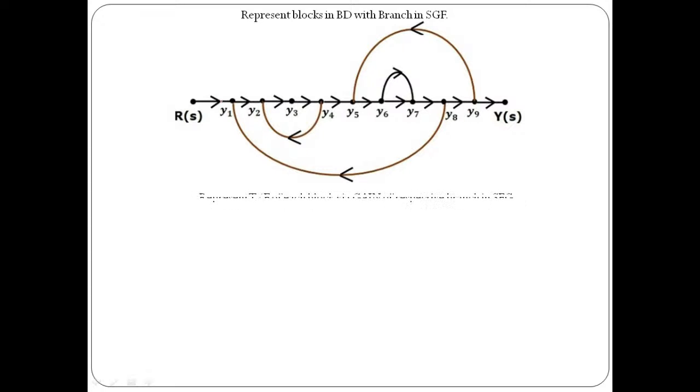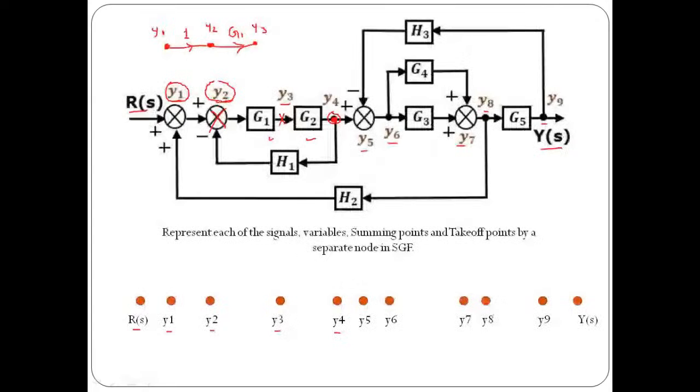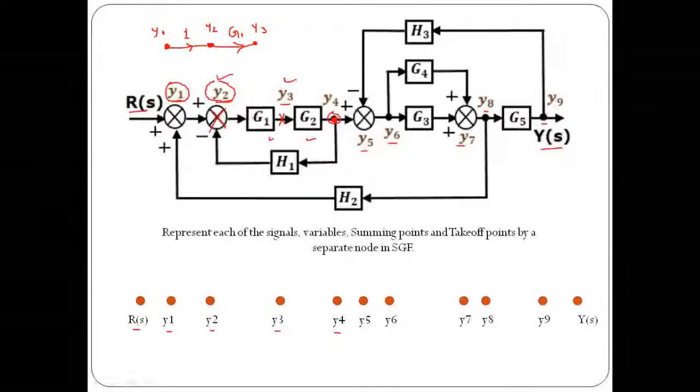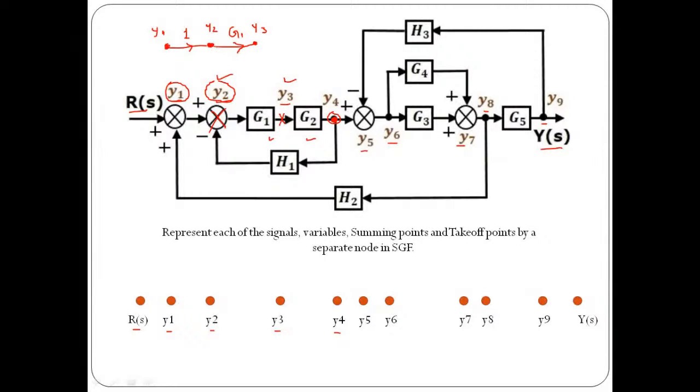And then in step number 4, what we need to do, the gain of each block, or the transfer function of each block, we are going to represent by the gain of the corresponding branch. For example, here, in between node 2 and node 3, we have a block of gain exactly equal to G1. That's why the branch connecting node 2 and node 3, which is nothing but y2 and y3, has a gain equal to G1.